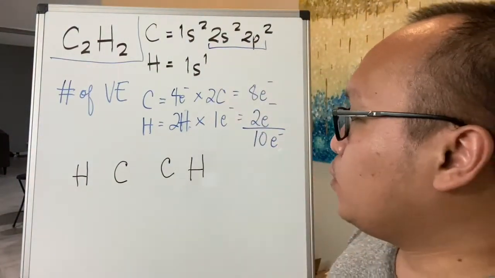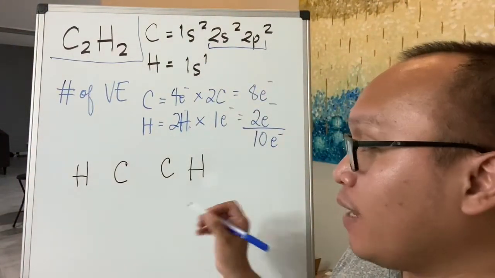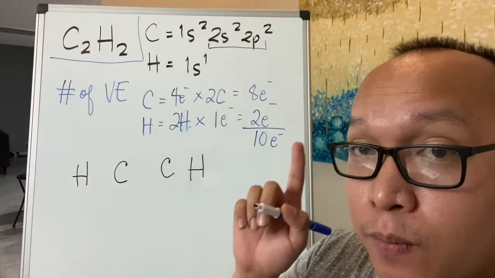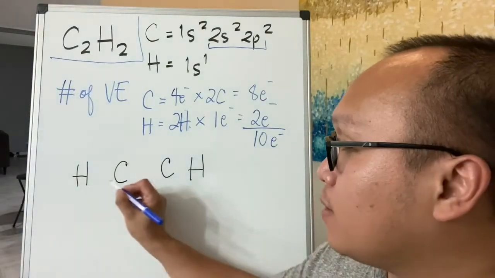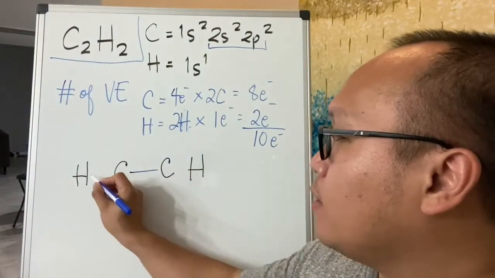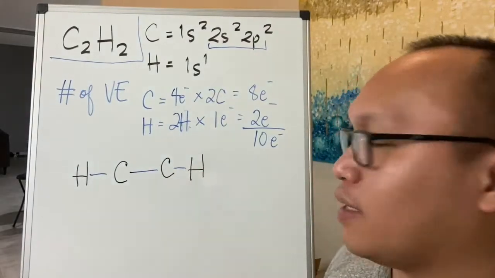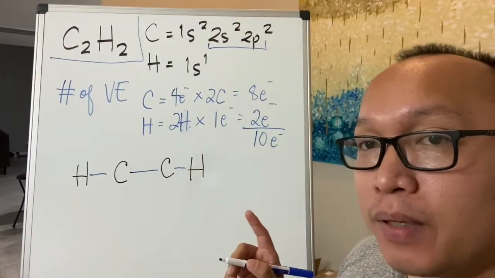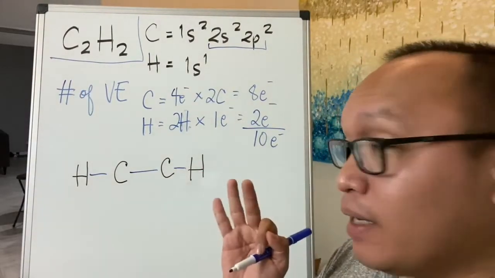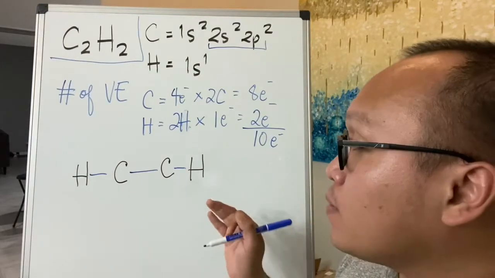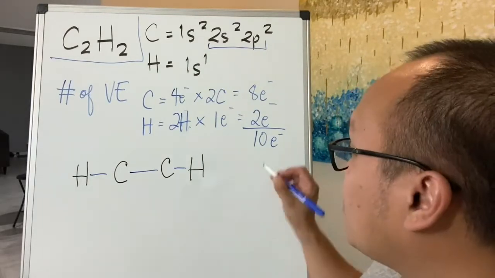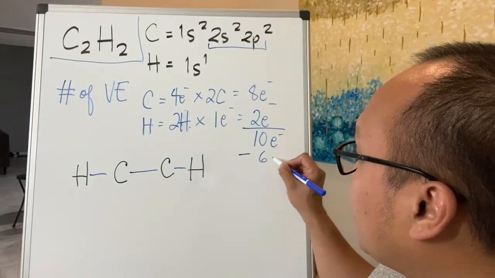So, what we do first is we connect the skeletal structures with a single covalent bond. So, carbon to carbon, carbon to hydrogen, carbon to hydrogen. And in doing so, ilang covalent bonds ang na-form natin? We formed 3 covalent bonds. So, 3 covalent bonds would correspond to 6 electrons. So, in this particular case, subtract natin 6 electrons.